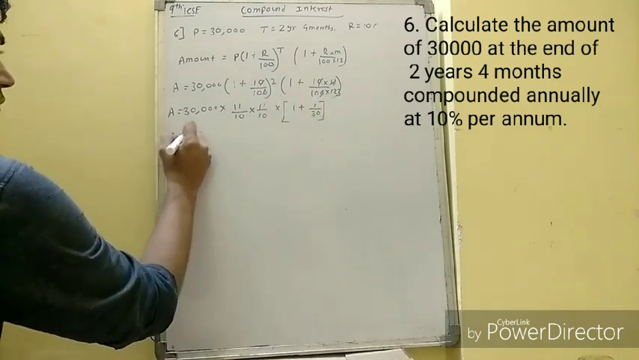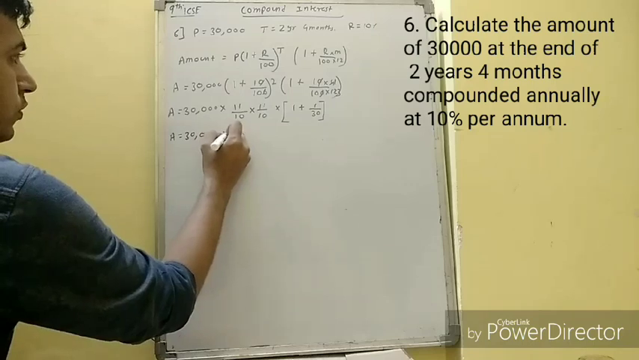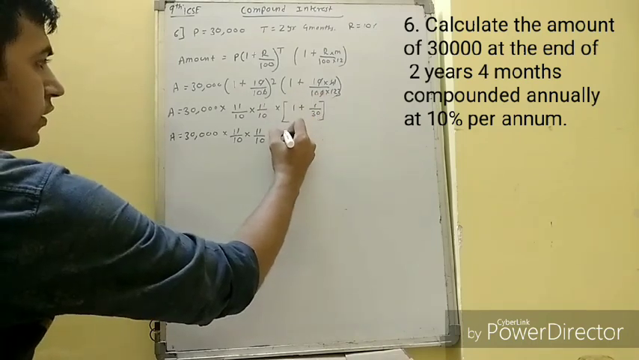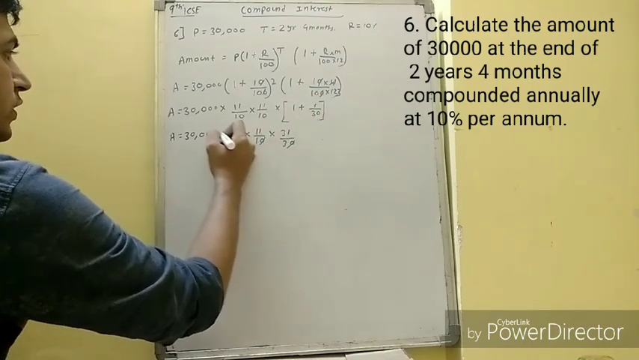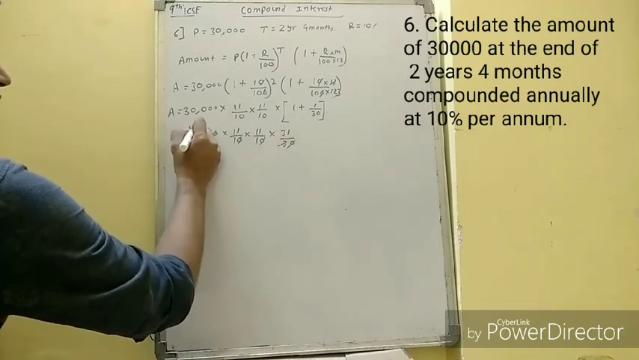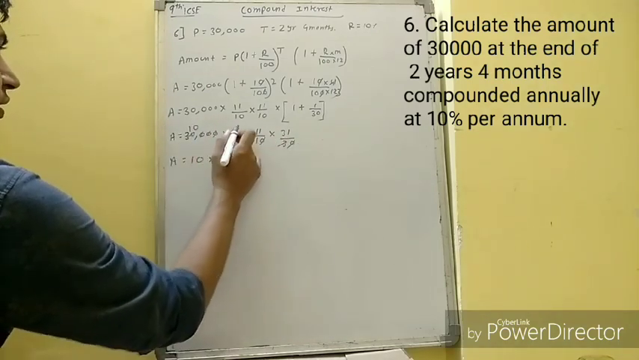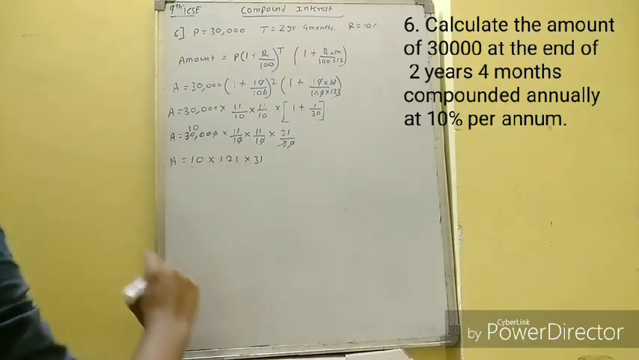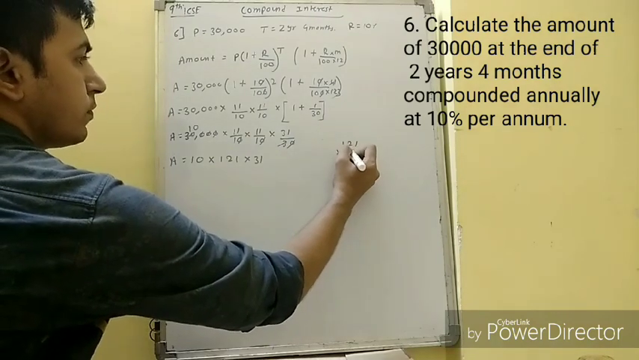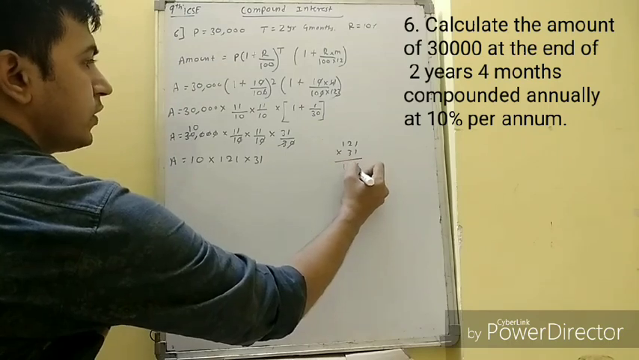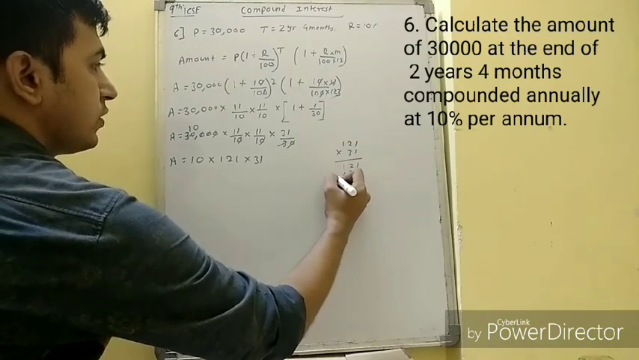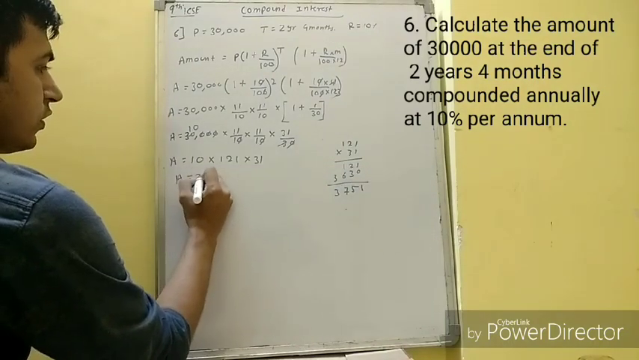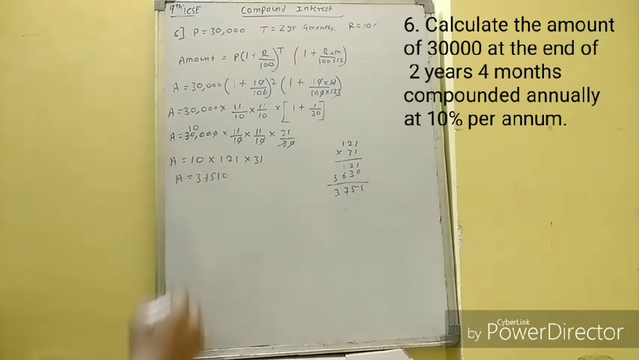So the amount is equal to 30,000 multiplied by 11 upon 10 multiplied by 11 upon 10 multiplied by 1 plus 1 upon 30, which is 31 upon 30. The zeros cancel. 3 ones are 3, 3 tens are 30, so we have 10 over here. 11 into 11 is 121, into 31. We will just multiply 121 into 31. We can add 0 at the end of it. 121 over here, and 3 ones are 3, 3 twos are 6, 3 ones are 3, so 1, 5, 7. So the amount is equal to 37,510.